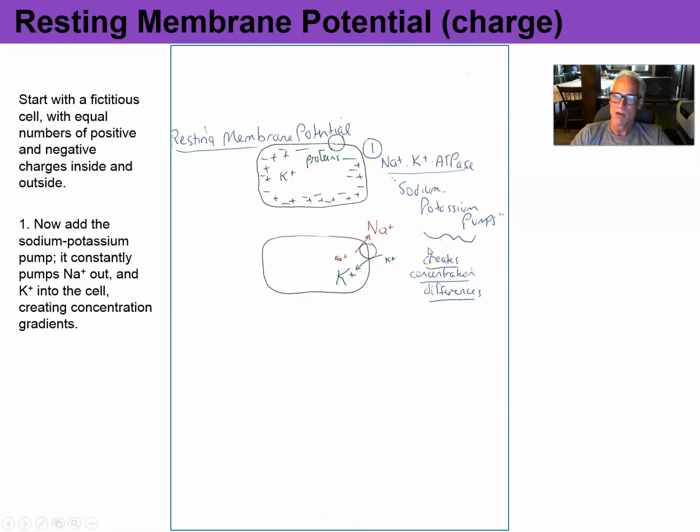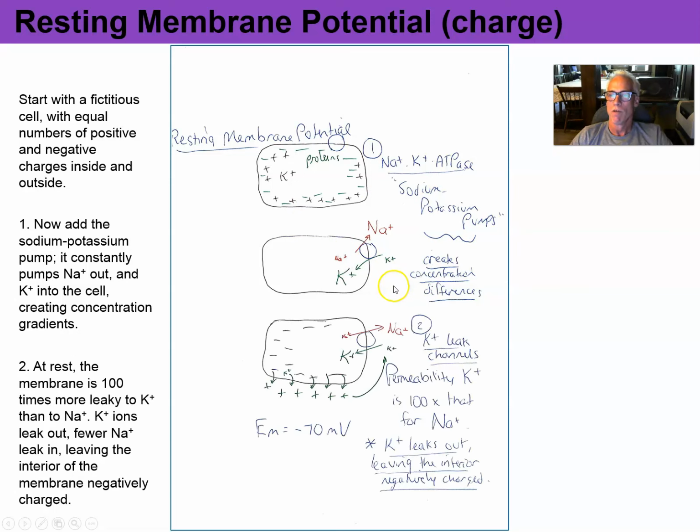Remember, these ions can't cross the phospholipid bilayer. They can only cross if there's a protein present that can open up a way for them. Well, there are such proteins in the membrane at rest. This is still a resting cell. The sodium pumps are working, creating those gradients, and the membrane lets potassiums trickle out. Some sodiums can trickle in occasionally, but it's about 100 times easier for potassiums to leak out than for sodiums to leak in.